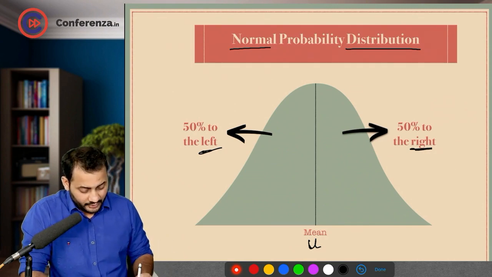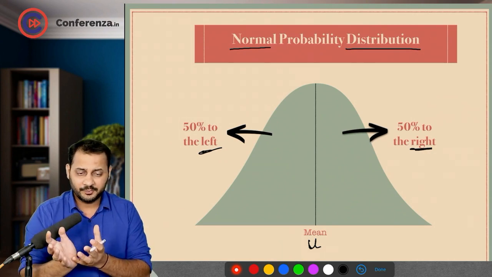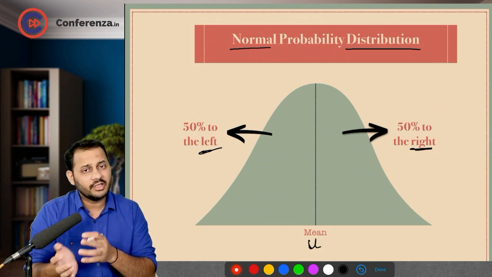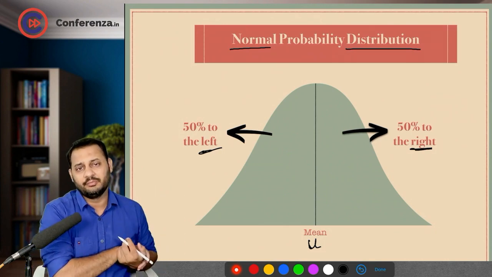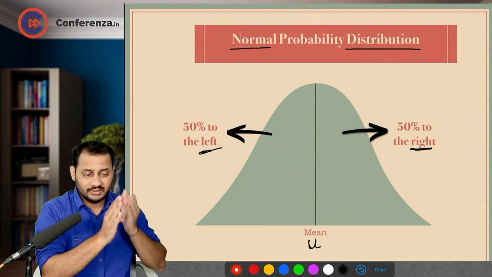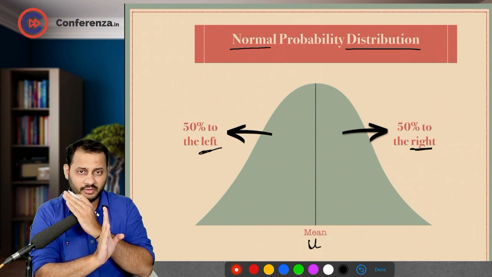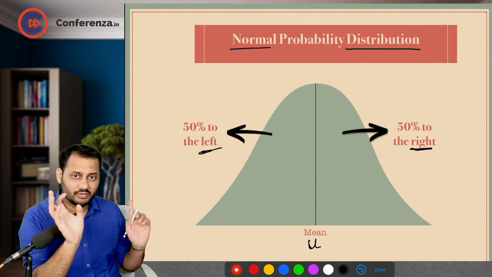So the total area means the total garbage. Let's say if it is 100%, then you will find 50% of the garbage on the left side of the mean and 50% of the garbage on the right side of the mean. That's why we call it the mean. This is the center of both. So 50% area will be covered on the left, 50% area will be covered on the right. Okay, this is called the mean.